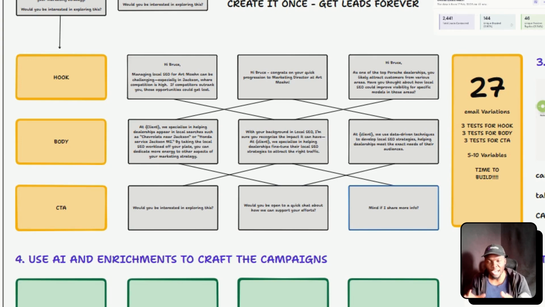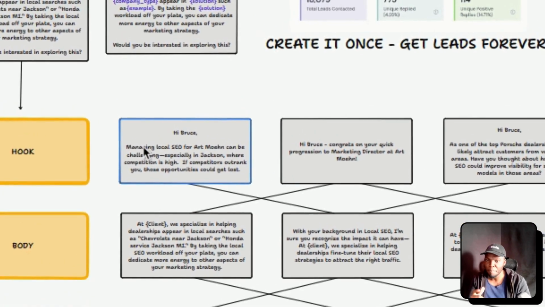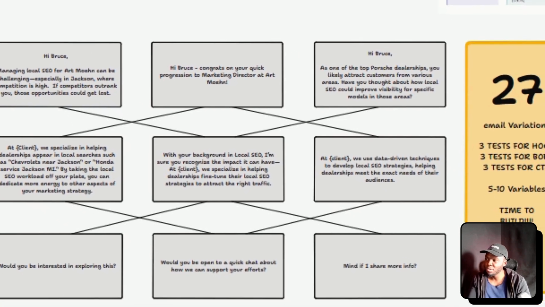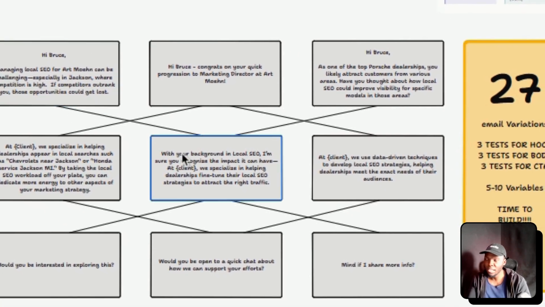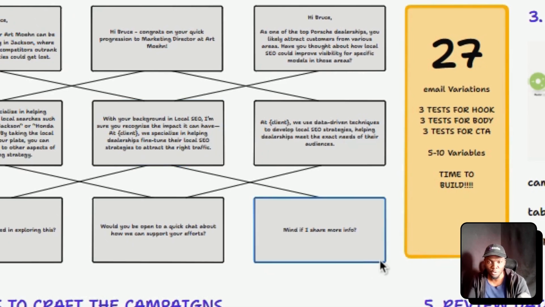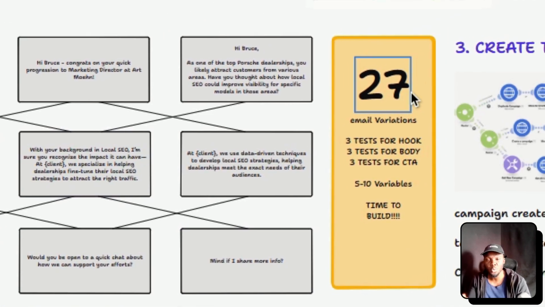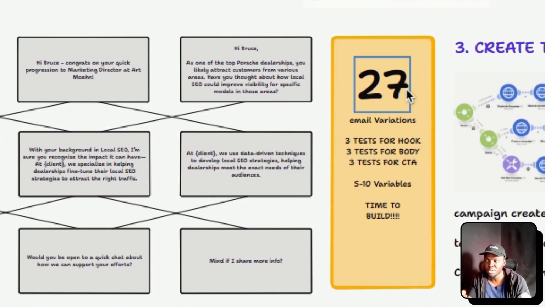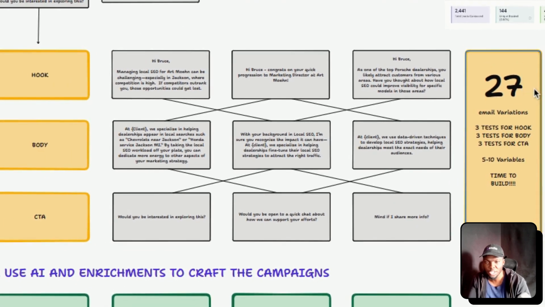But the way that we actually craft these emails is by mishmashing these different ideas together. And so we might actually take the hook from email 1 and then mash it with the body from email 2, which is then mashed with the CTA from email 3. And what this allows us to have is tons of email variations. So in this case, we've got 27 email variations. And so this is going to allow us to much easier identify the winning strategy.